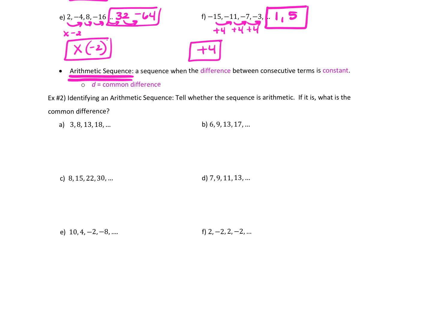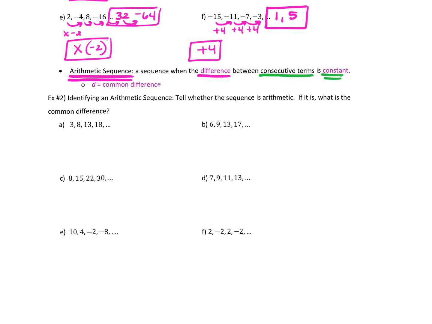But an arithmetic sequence, okay? This is a sequence when the difference, what's a difference? Subtraction, okay? When the difference between consecutive terms, so terms that come one right after the other, your difference is constant. What does it mean to have a constant difference? It's the same. So like I'm adding 2, I'm adding 2, I'm adding 2. Would it be a constant difference if I said plus 2, plus 3, plus 4, plus 5, plus 6? No, right?